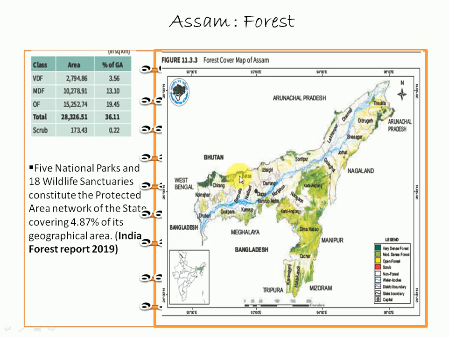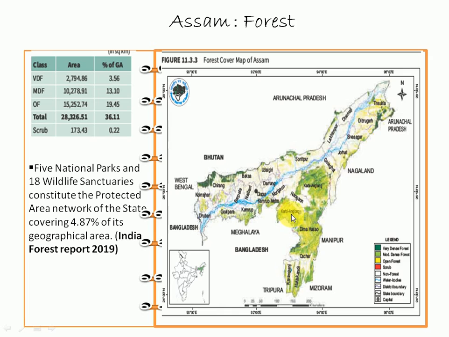Now we will read about the forest of the state. According to the State Forest Report 2019, the 5 national parks and 18 wildlife sanctuaries constitute the protected area network of the state, covering 4.87, almost 5% of its geographical area. So this is the forest map of the state. You can see through the legend, the very dense forest is shown by deep green color. It's the Himalaya region, right? Then moderate dense forest. So the Karbi Anglong and Barail Hills, Barail Range, all these are covered by moderate dense forest.